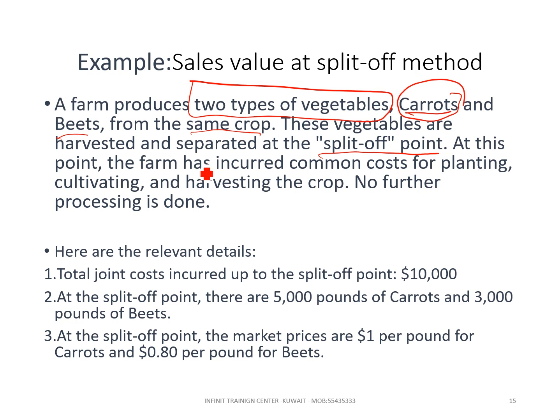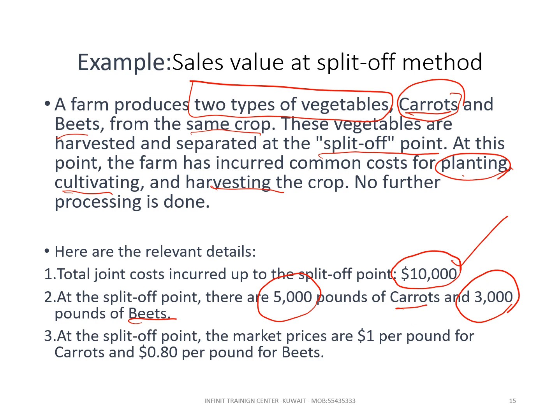At this point, the farm has incurred common cost for planting, cultivating and harvesting the crop. You incurred some cost, right? Now this cost needs to be split between carrots and beets. So the joint cost, which is for planting, cultivating, harvesting and all, is $10,000. And at the split off point, you have two products: 5,000 pounds of carrots and 3,000 pounds of beets.